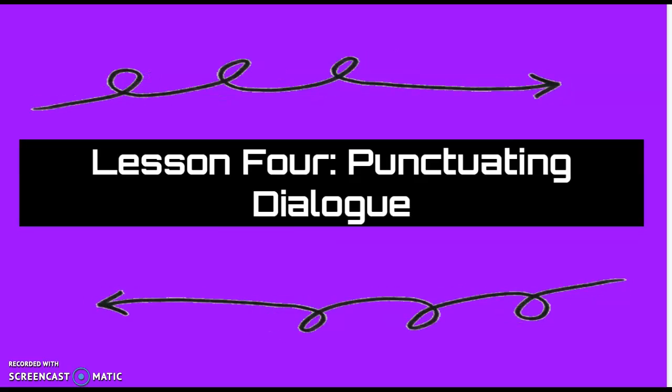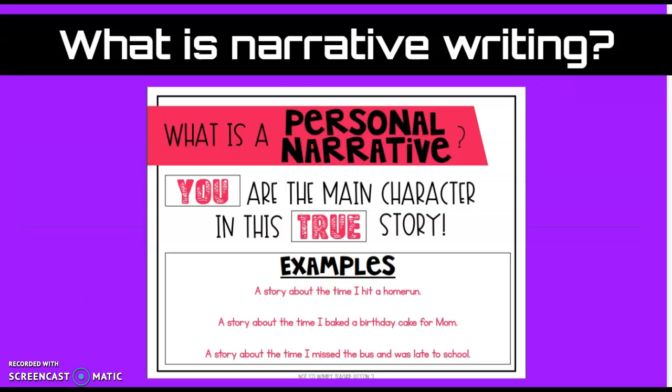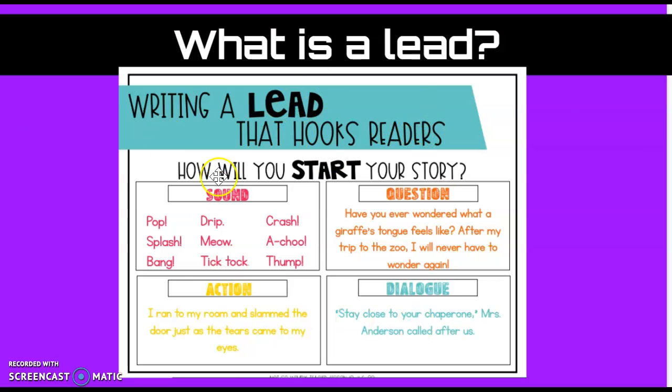We're going to continue looking at narrative writing. Remember that in narrative writing, you are the main character and the story is true. It's a true story about you for a personal narrative. Now, we also looked at some examples of how to start a personal narrative and get the audience's attention. We can use sounds, questions, actions, and dialogue.